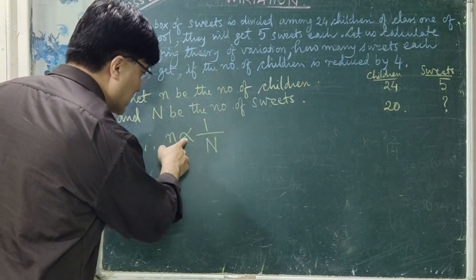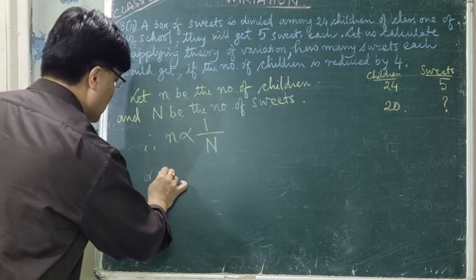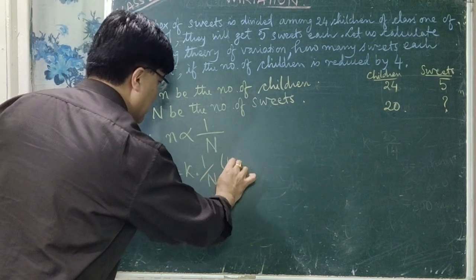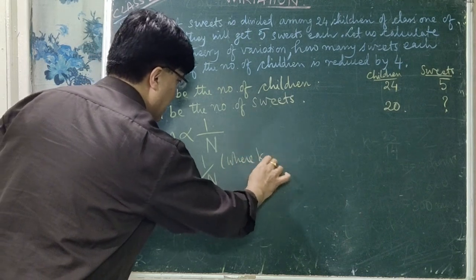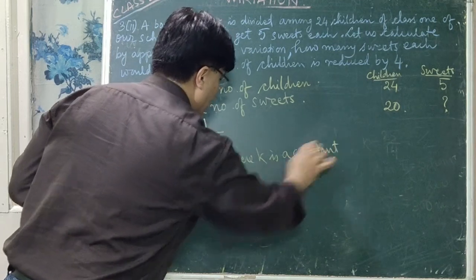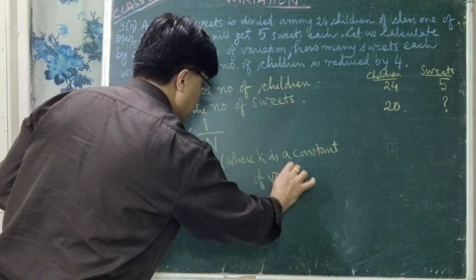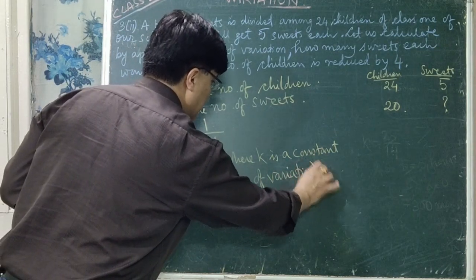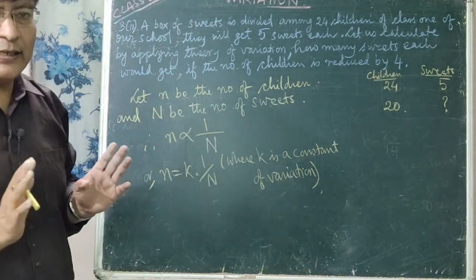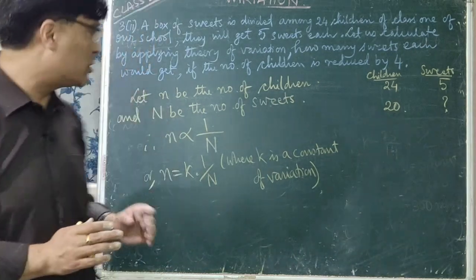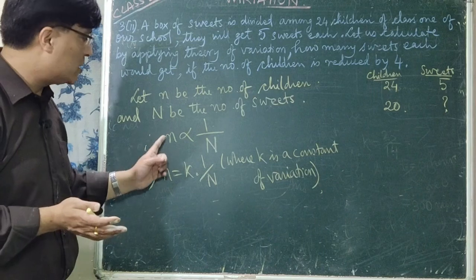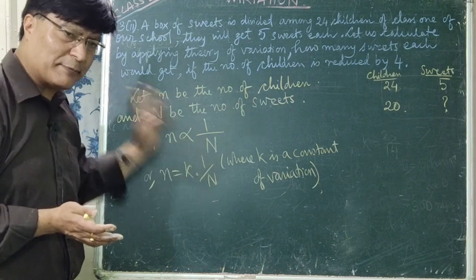यो प्रोपोर्सनल साइनलाई हामीले इज इक्वल टुमा चेन्ज गर्नुपर्छ। So n is equal to k into 1 upon n, where k is a constant of variation, ठीक छ? त यहाँ के भयो, small n र capital N they are in inverse variation. That is, small n is inversely proportional to capital N. How will you write it? Small n proportional to 1 upon capital N.